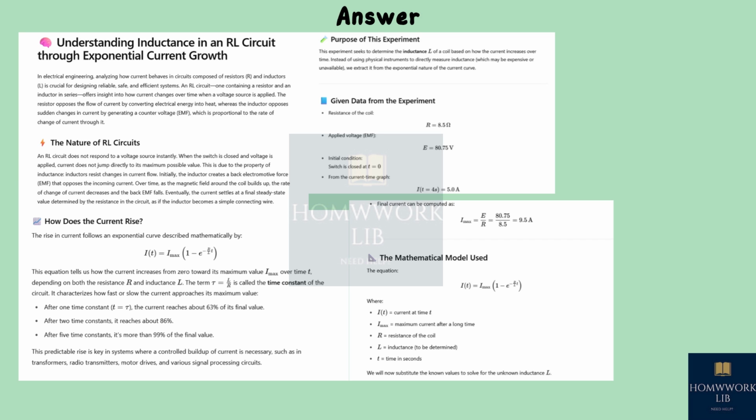The resistor opposes the flow of current by converting electrical energy into heat, whereas the inductor opposes sudden changes in current by generating a countervoltage, EMF, which is proportional to the rate of change of current through it.